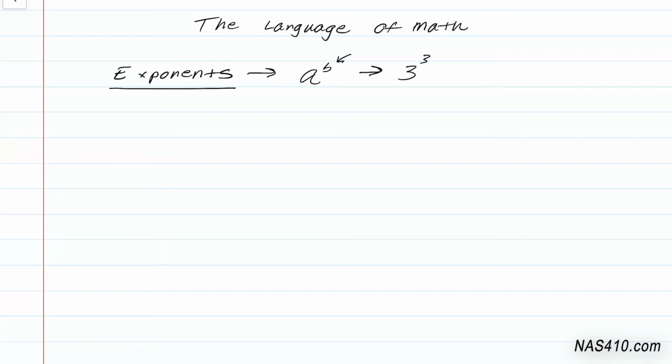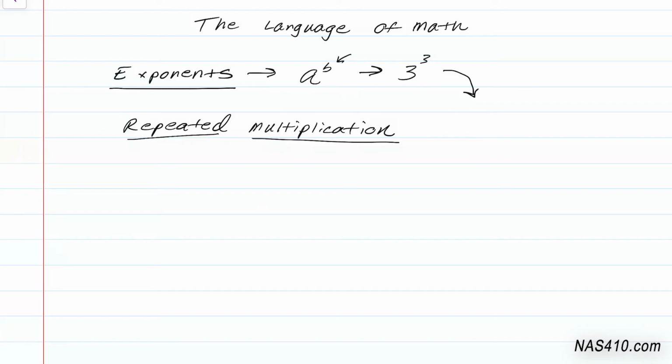And so what exponents are is repeated multiplication. Okay, essentially what we're doing is we're doing a multiplication over and over and over again. And so when you see something like this, what it's telling you is take the number 3 and multiply by itself 3 times, okay? And so this problem here, I could rewrite that as 3 times 3 times 3. Okay, and so 3 and 3 are 9.